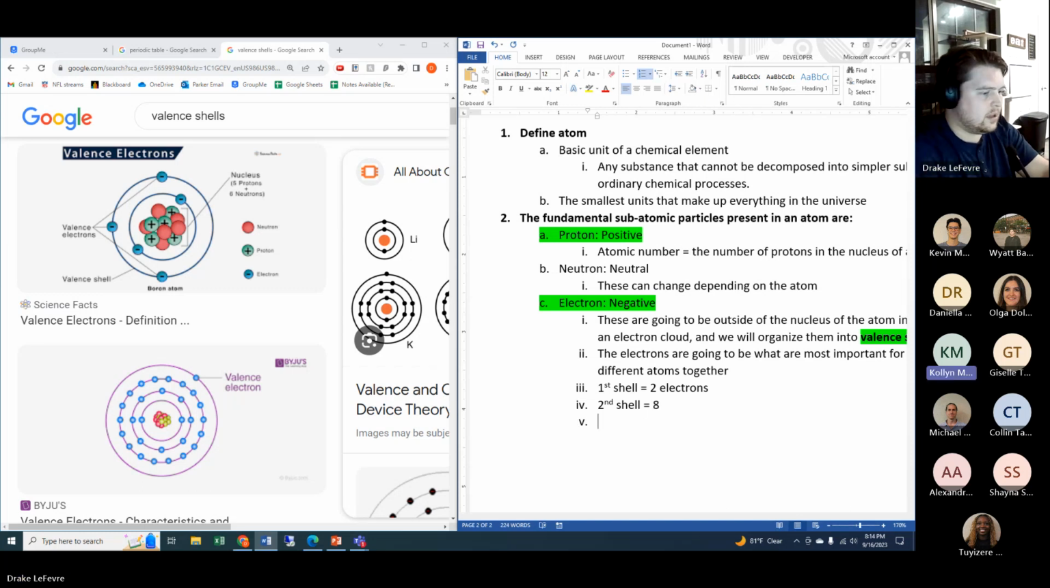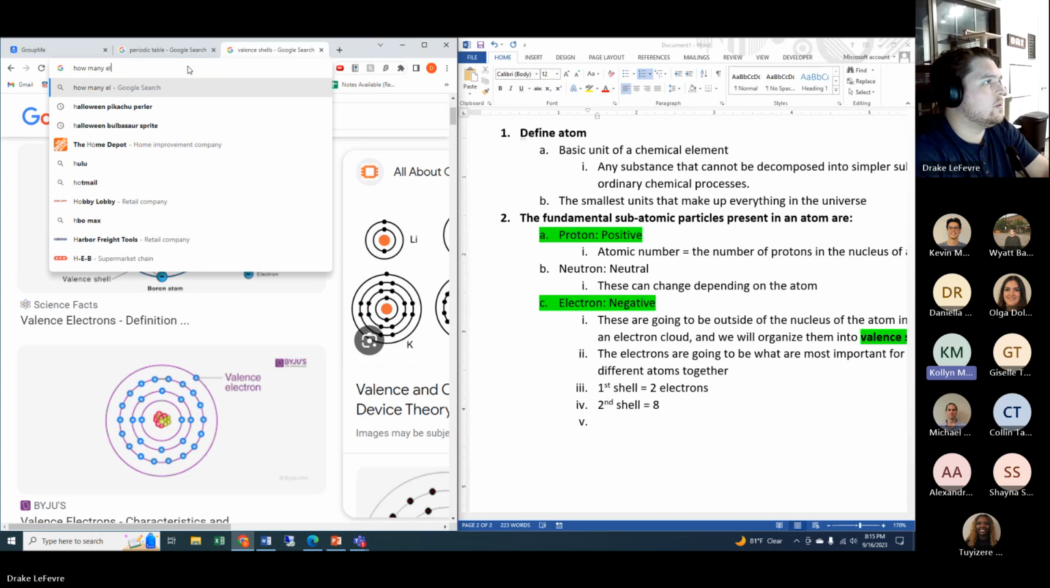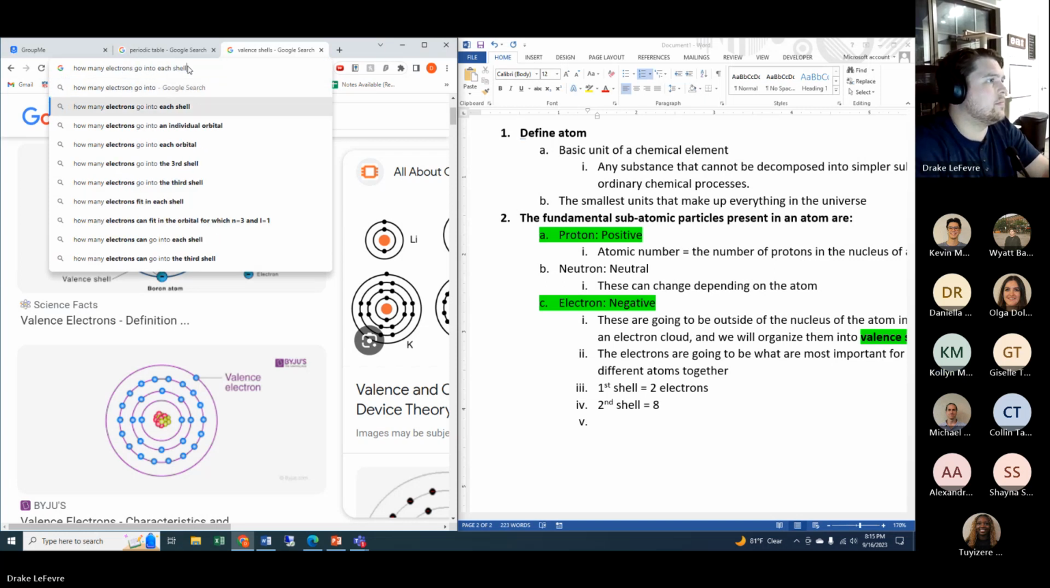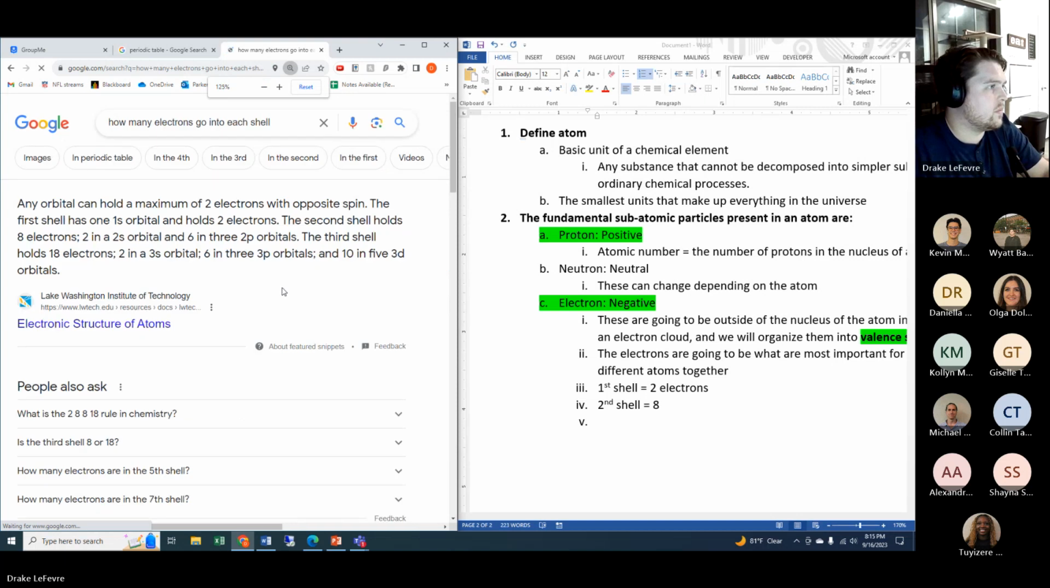Let me just make this easy so I don't mess it up. The first shell holds 2, the second shell holds 8, the third shell holds up to 18. And that's about as far as we go in this class. We won't really go much further than that at all.